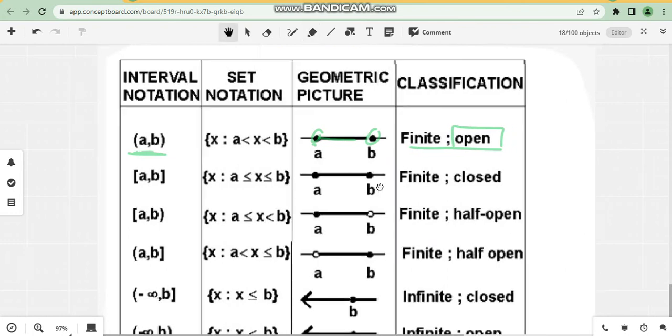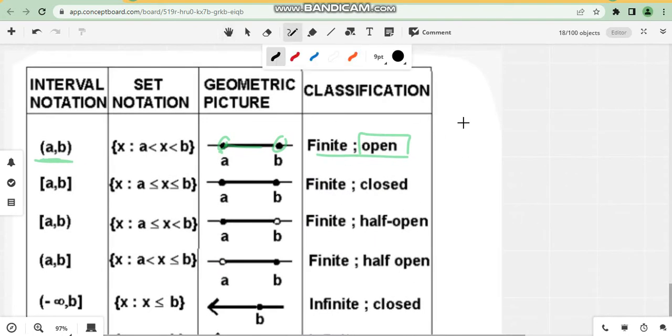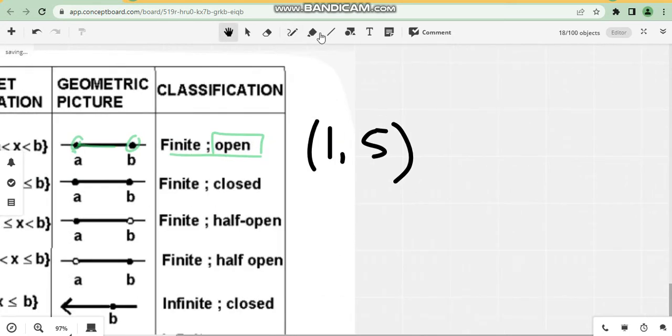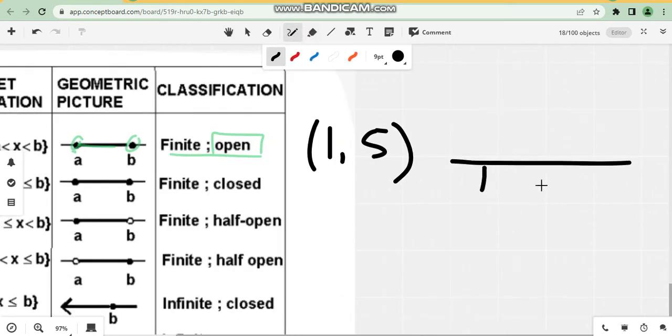Like for example, if I write an example of a and b, let's say I'm writing here 1 and 5, as it's mentioned here. So when I'm going to draw a number line, I will write here 1, I will write here 5, and then I will make open circles, and then I draw a line to connect them. That's why they said it's finite and open circle.